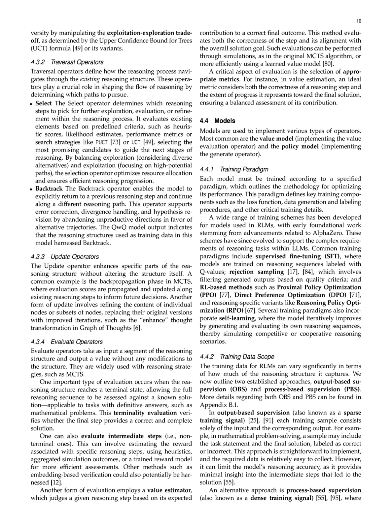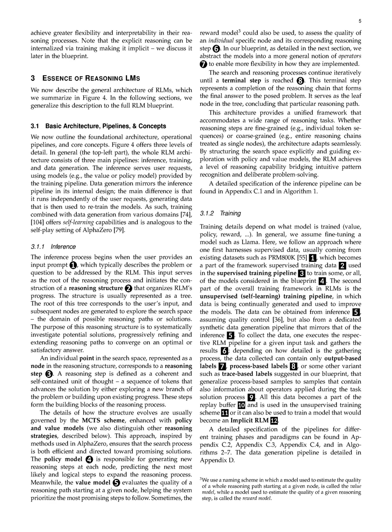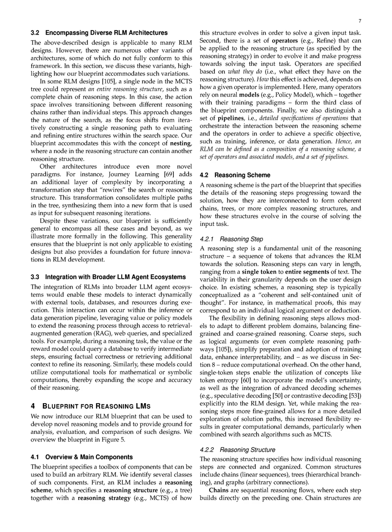The proposed method for reasoning language models, RLMs, operates through a structured reasoning process that begins with user input and culminates in a coherent output. Initially, the user provides an input prompt, which serves as the root of a reasoning structure, typically represented as a tree. This tree structure evolves through a series of reasoning steps, where each step is a coherent unit of thought that either explores new branches or builds upon existing ones.